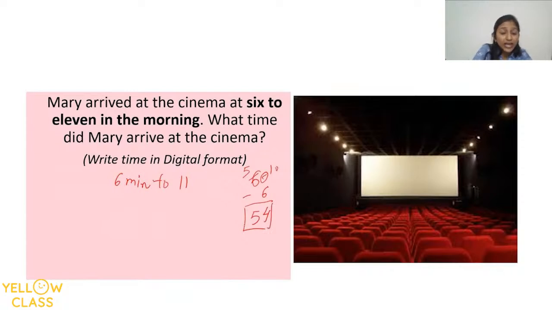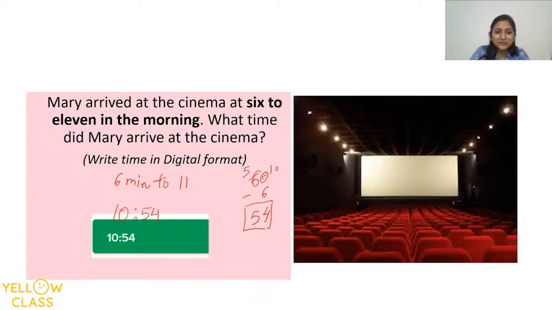Okay, so now 11 has not happened. So what was the hour before that? 10 o'clock, right? So 10 o'clock, 10 hour and 54 minutes, right? Okay? Yes. All right. So let's do one more.